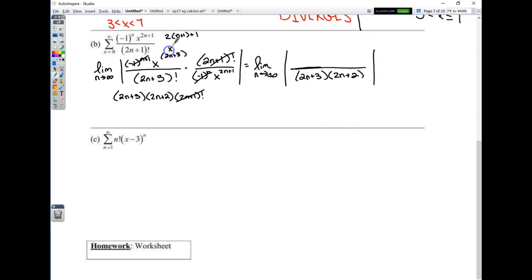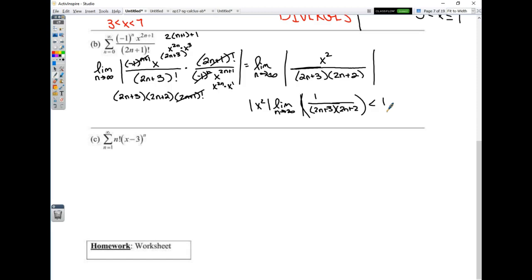We could always split this, call that x to the 2n times x to the 3, and I can call this x to the 2n times x to the 1. If I do that, would that reduce anything down? Yeah. All right, so now what do I have? I have the absolute value of x squared, limit as n approaches infinity. I should probably use that. 1 over 2n plus 3 times 2n plus 2 should be less than 1. Now we evaluate the limit, which is what?